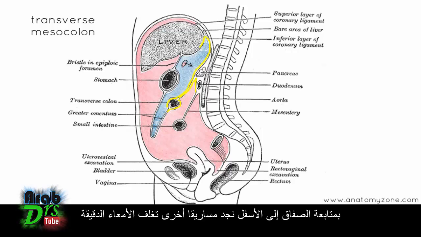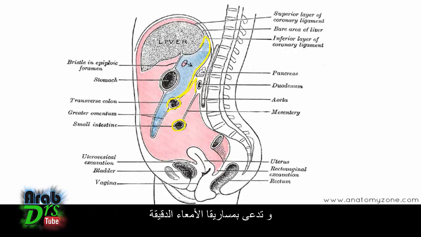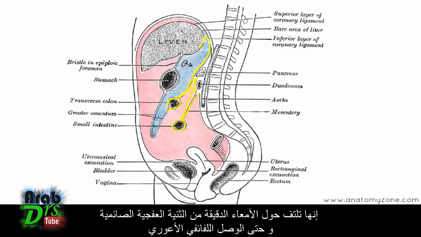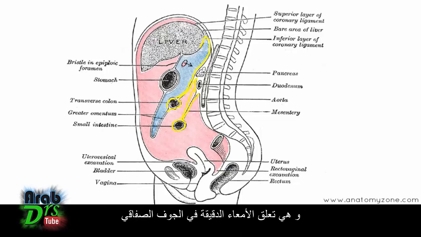So as we follow the peritoneum inferiorly, there's another mesentery which encapsulates the small intestines, and this mesentery is called the mesentery of the small intestine. So this mesentery wraps around the small intestine from the duodenojejunal flexure down to the ileocecal junction. And this mesentery suspends the small intestine in the peritoneal cavity.